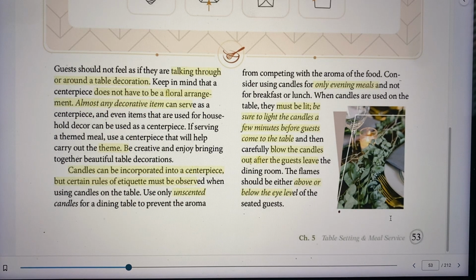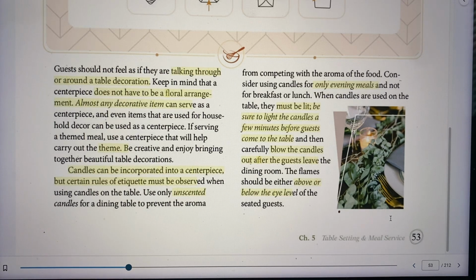And use candles only for evening meals. You're not going to use a candle for breakfast. Use it for evening meals. And when candles are used, they must be lit. Be sure to light the candles a few minutes before the guests come. Don't light the candles when the guests are at the table. Not a good thing. And then blow out the candles right when the guests leave the table, so you don't have somebody knocking over a candle, right?